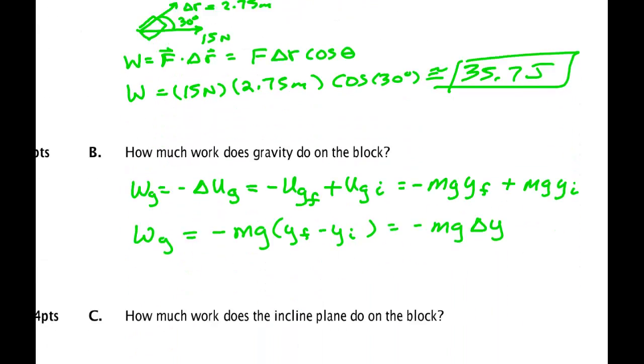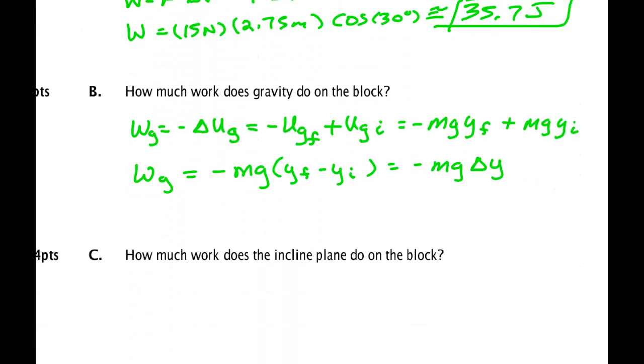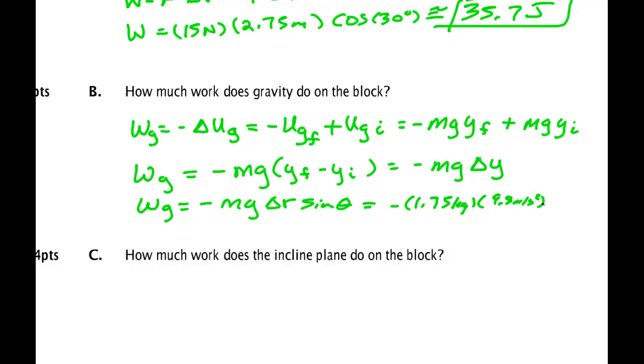So I go back down here. And I have work of gravity is minus mg delta r sine of theta. Put in my numbers, minus 1.75 kilograms, 9.8 meters per second squared, 2.75 meters, and the sine of 30, which is a half. And punch all that in, and I get minus 23.6 joules. Gravity is attempting to slow the block.